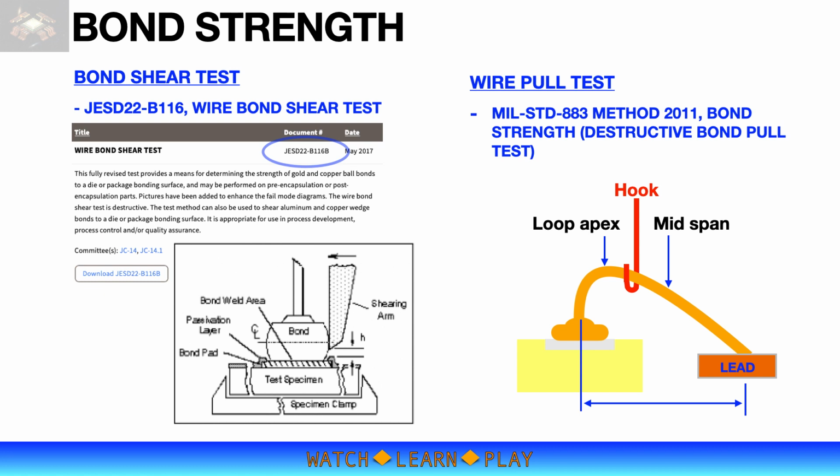The bond shear test methodology is a documented JEDEC standard, JESD22-B116, titled Wire Bond Shear Test. This is a pre-standard that you can download from the JEDEC website. Wire pull test methodology is documented in MIL Standard 883 Method 2011 titled Bond Strength Destructive Bond Pull Test.